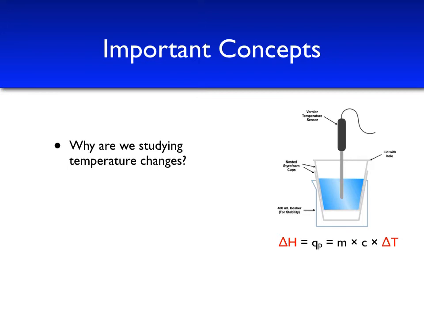This is what we hope to do in this experiment: relate delta T and delta H for several different reactions. We'll change certain things about the reactions, such as the stoichiometry, which will be changed by changing the concentration of our reagents, and whether or not our reagents are strong or weak acids or bases.